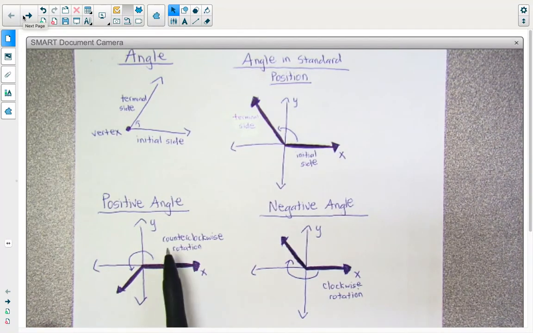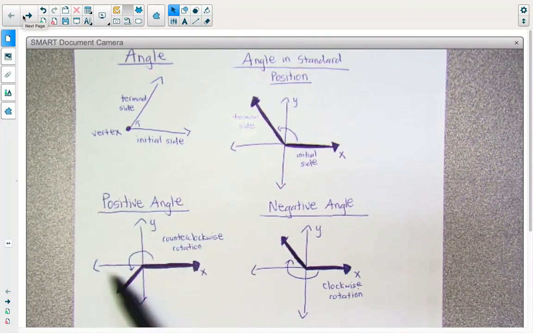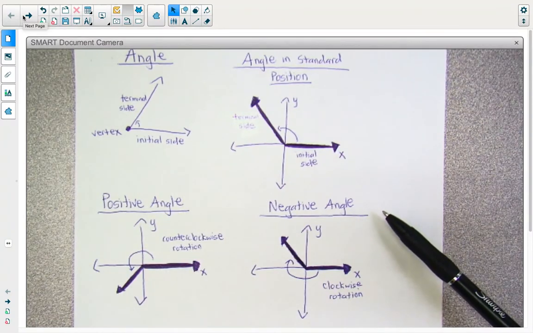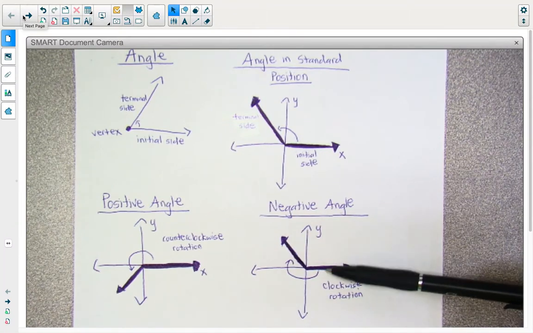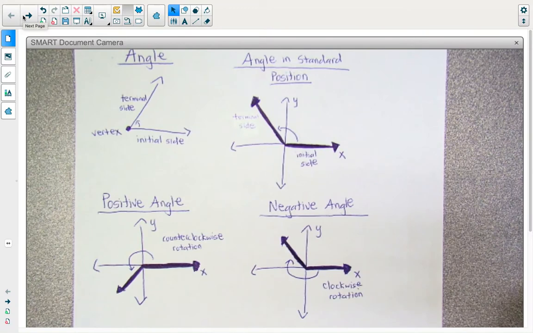When you go in a counterclockwise rotation, it's a positive angle, demonstrated by this picture. And when you go in a clockwise direction, that is a negative angle. So kind of maybe backwards from what you think it might be. But if you start on the initial side and rotate over to the left, that's counterclockwise, and that's positive. And if you start at your initial side and rotate to the right, that's going to give you a negative angle value. So these are just some pictures as we slowly work our way into some different types of angles.